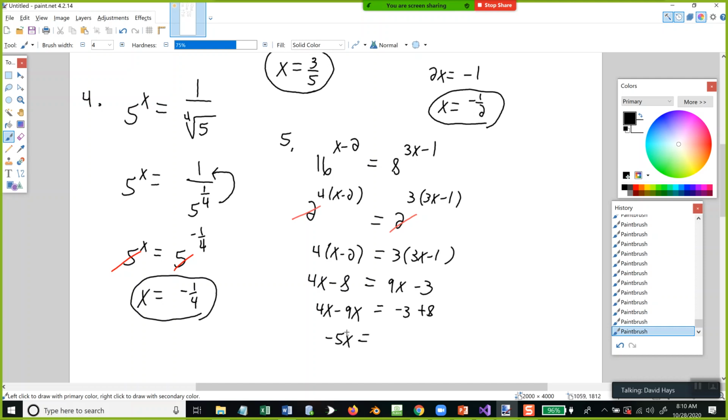Combine like terms. 4x minus 9x is negative 5x. Combine numbers. Negative 3 plus 8 is 5. Divide both sides by negative 5, the number for x. And we get x is equal to negative 1. And that's our answer.